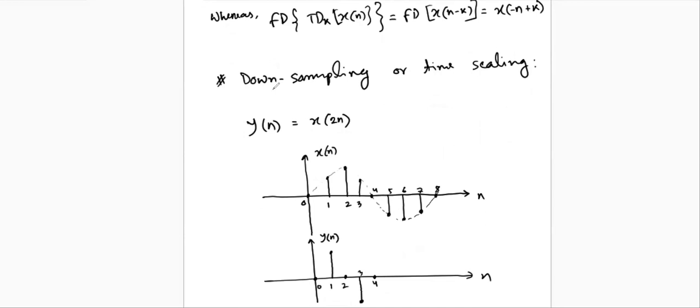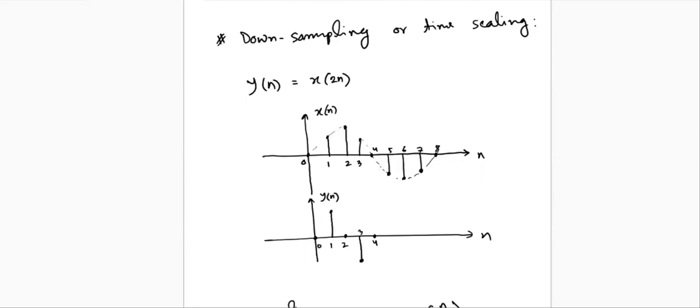Okay, now there is another operation. It's called downsampling, or time scaling. First of all, we'll try to show the principle of downsampling, and then we'll also talk about the usability of this kind of downsampling in DSP, digital signal processing.